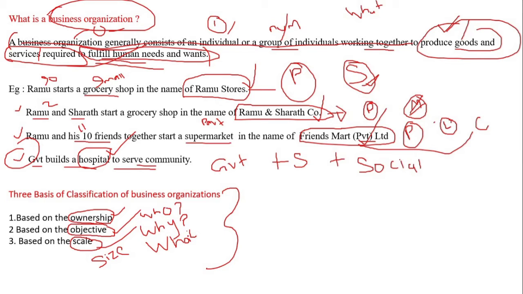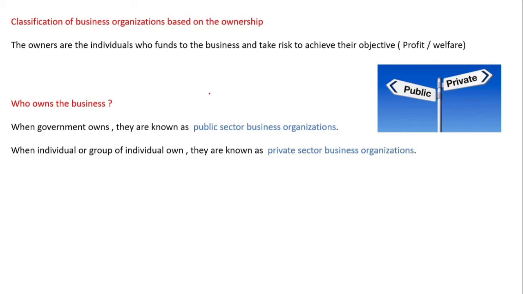This will give the answer, the classification according to the scale. So 3 questions: who, why, what. Here we are classifying business organizations based on their ownership. So who owns the business? We are going to see that.